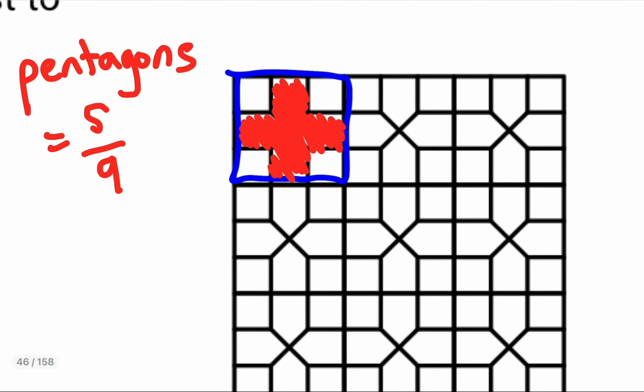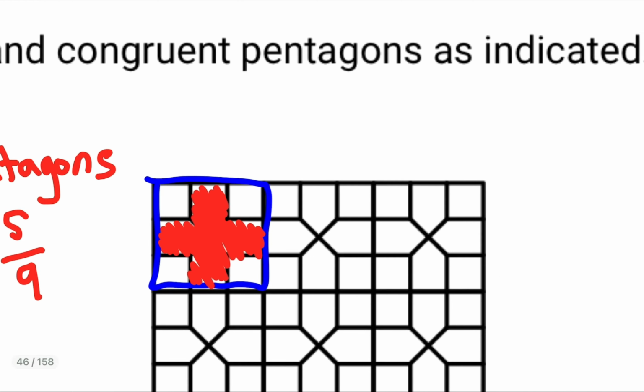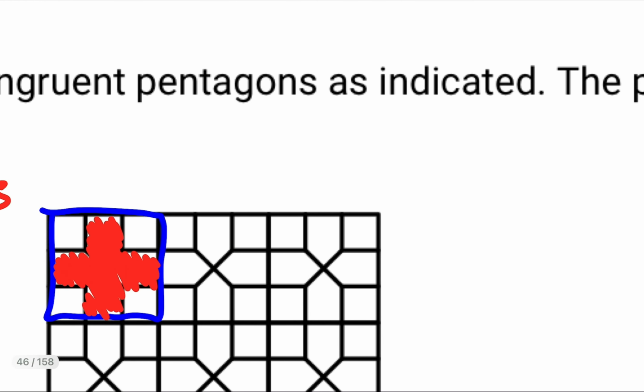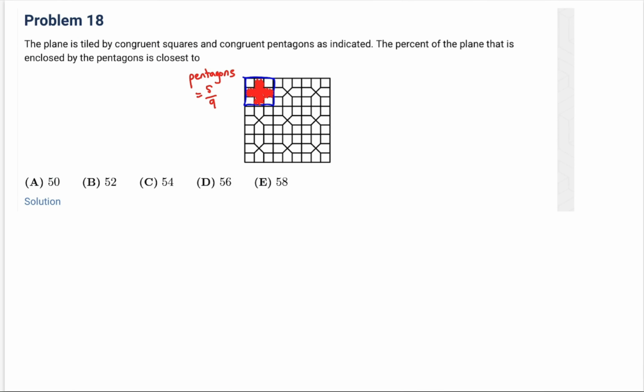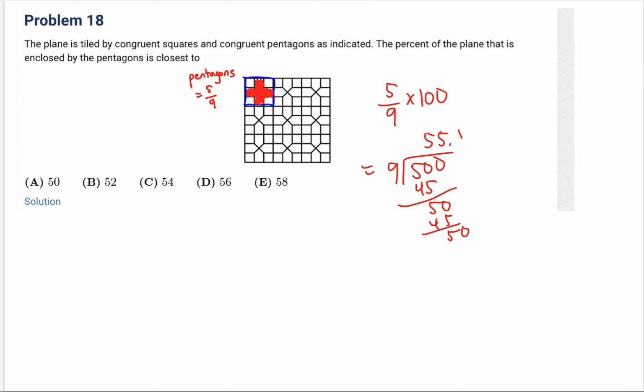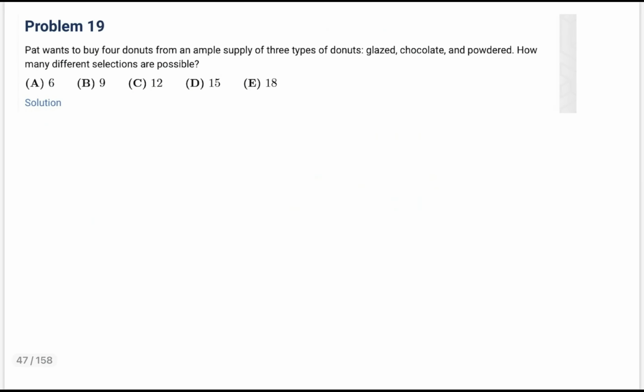So now what we have to do is put this into a percentage. So it's 5 over 9 times 100 equals 500 divided by 9. So it is 55.55555. So it's closest to 56, so the answer is 56. Let's move on to problem 19.